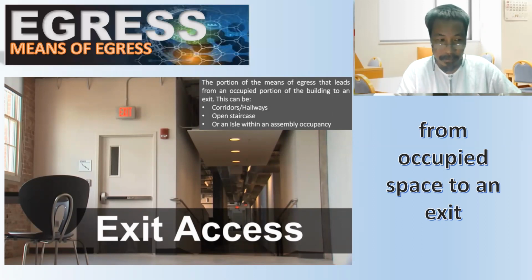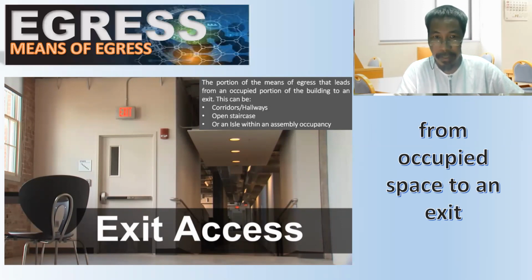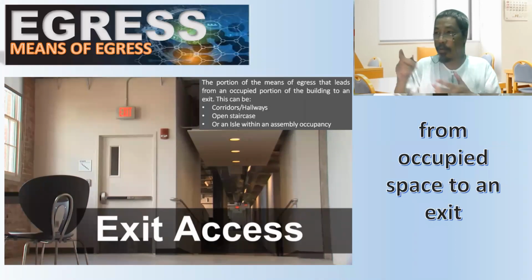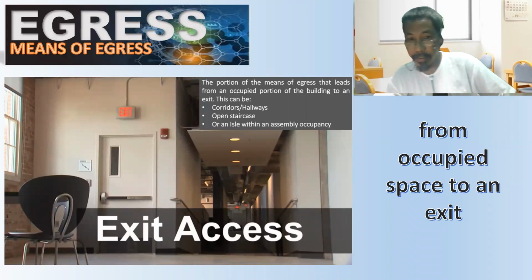And this could mean what? Corridors, hallways, open staircase, or an aisle within an assembly occupancy. So from occupied space where you are in to going to the exit, that distance is your exit access.